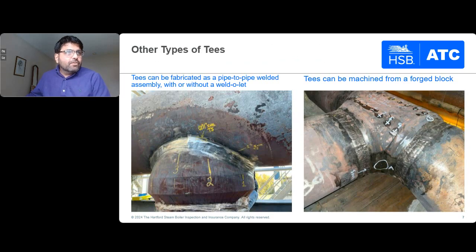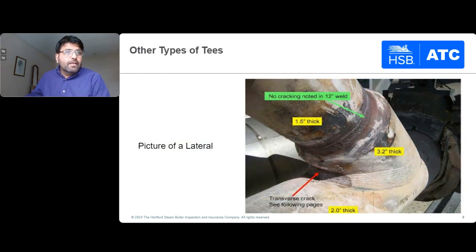These are some examples of other types of T intersections that you can see in boiler systems. So here's a weldolet attached to a pipe. You also have the possibility to attach a pipe instead of the weldolet. Ts also can be machined from a forged block that would look like that. It is also common to use the lateral sometimes in boiler systems. These other combinations are interesting topics. They have their own unique challenges, and we will not get into those during this presentation.